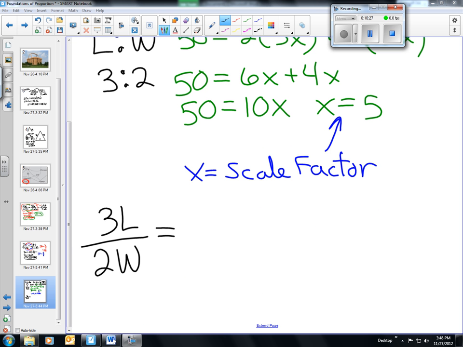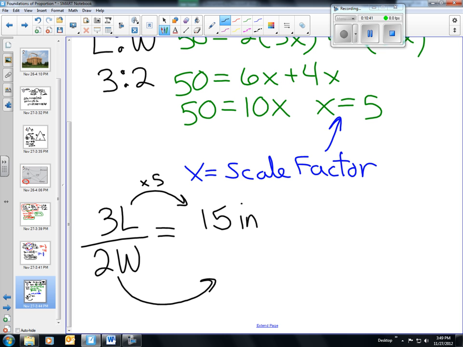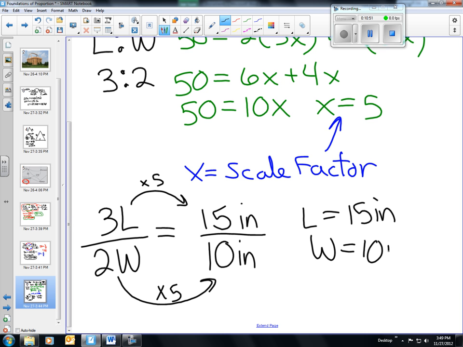So then what we can do with that scale factor is we can multiply the length ratio here by 5. So we're going to multiply by 5 to give us 15 inches. And then we're going to multiply the width by that same scale factor of 5, and we're going to get 10 inches. So the length is going to be 15 inches. The width is going to be 10 inches of this new rectangle.